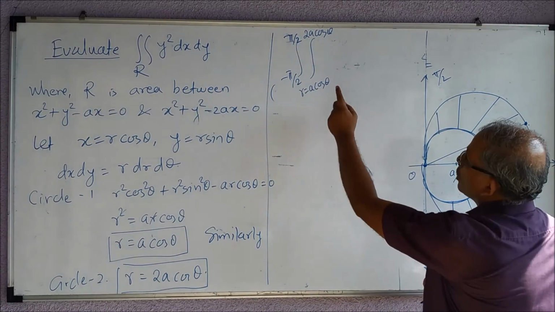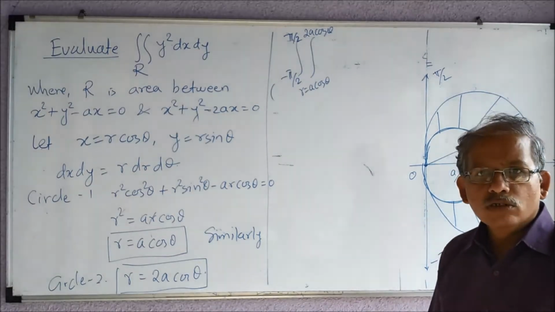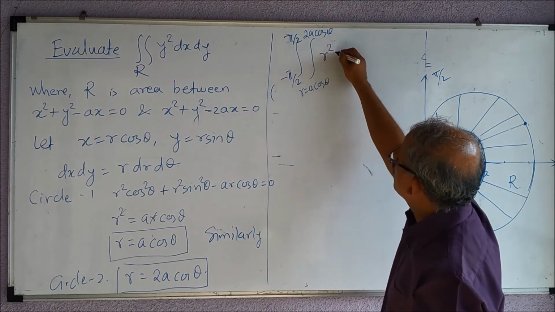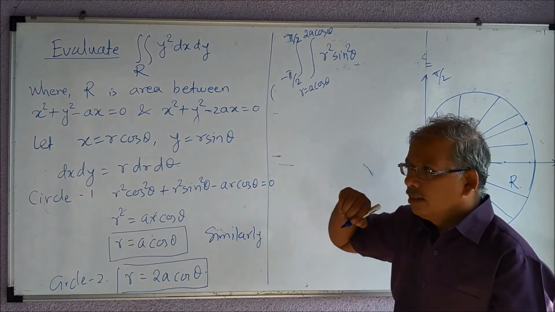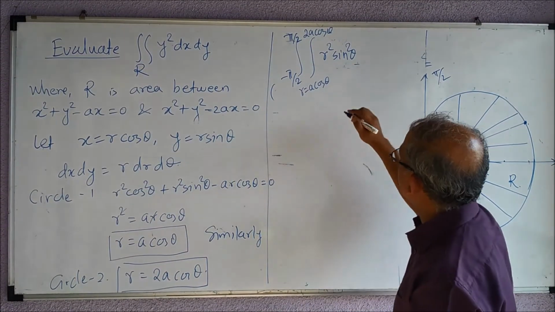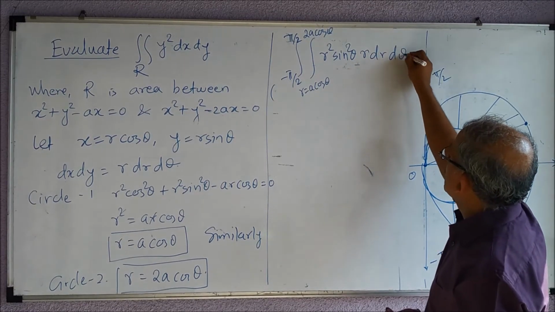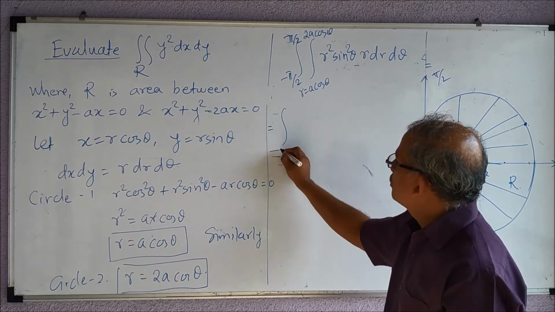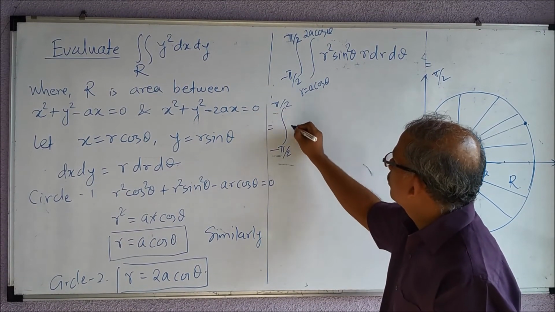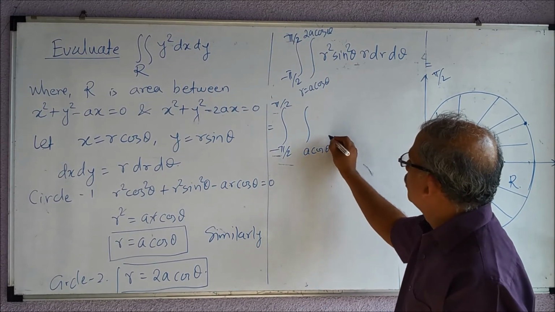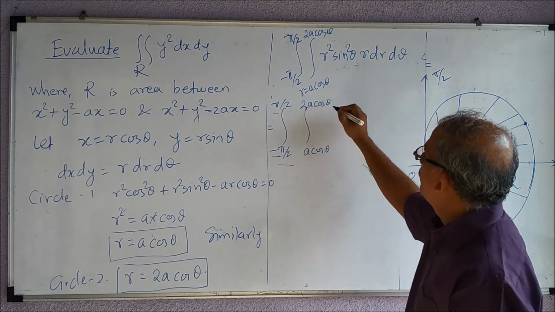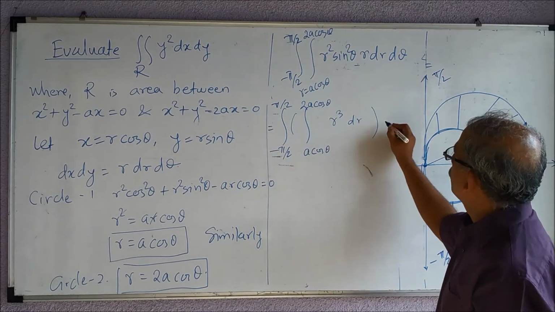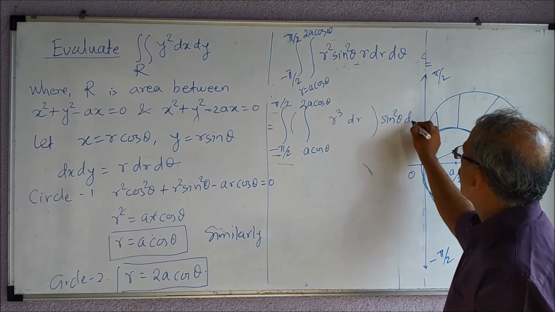Right? So the inner integration limit is with respect to r, and the outer is with respect to theta. Now inside, y square is what? It is r square sin square theta, into dx dy. Dx dy is r dr d theta. Right? So now we will solve this. Fine. So this is equal to the integral from minus pi by 2 to plus pi by 2, a cos theta to 2a cos theta, now this is r cube dr, and then we'll write sin square theta d theta.